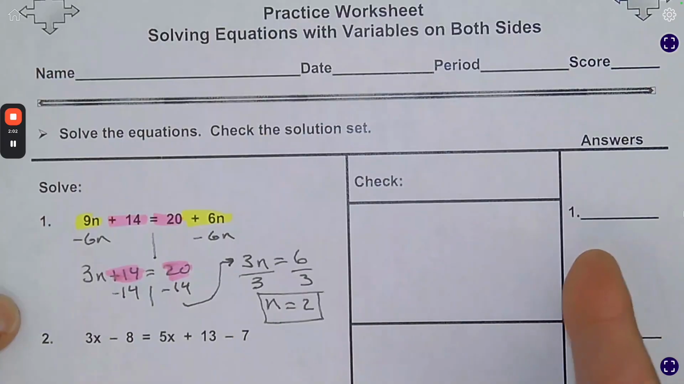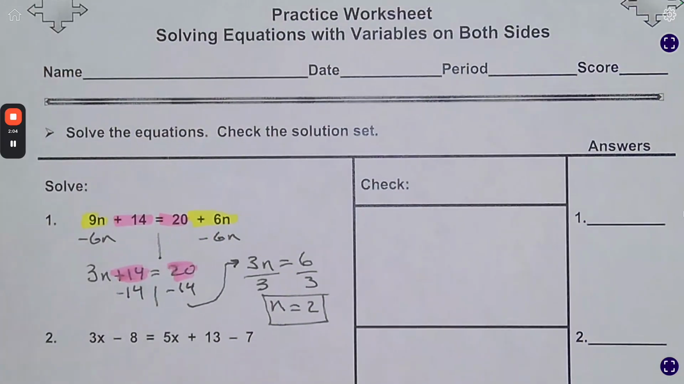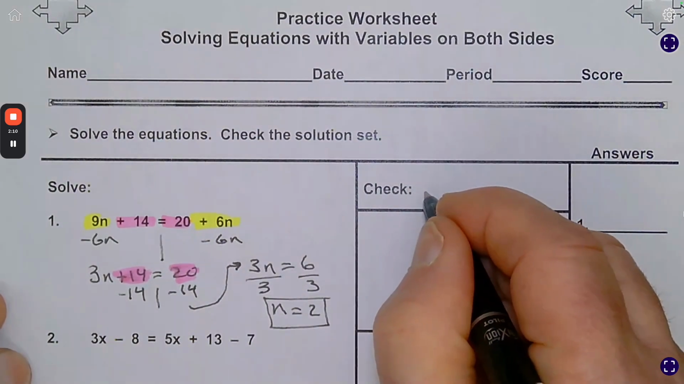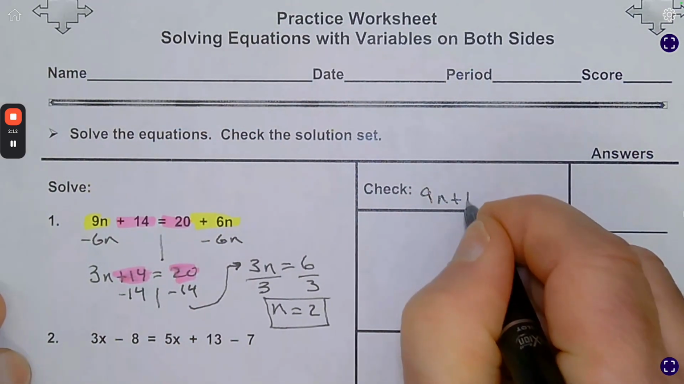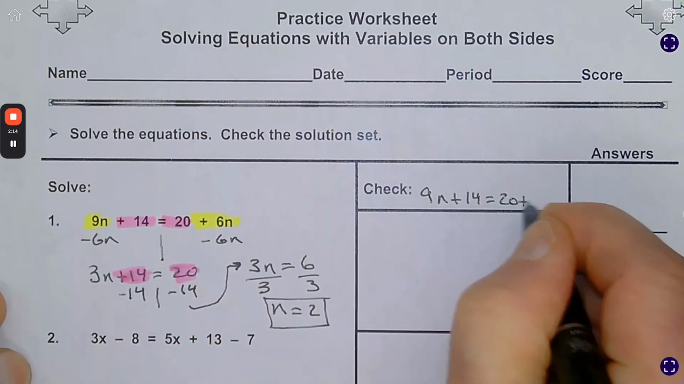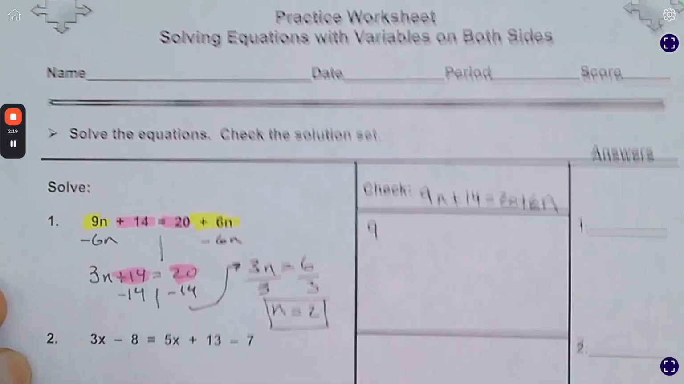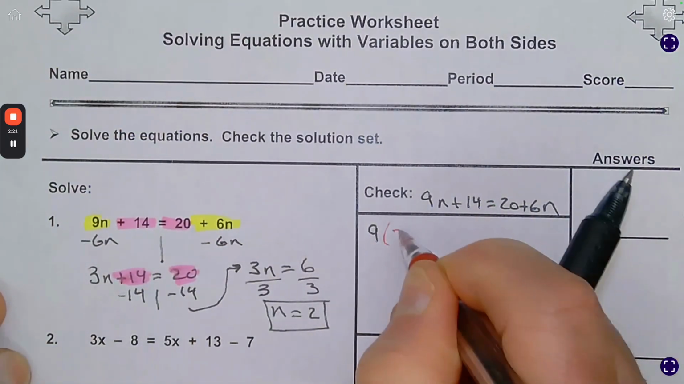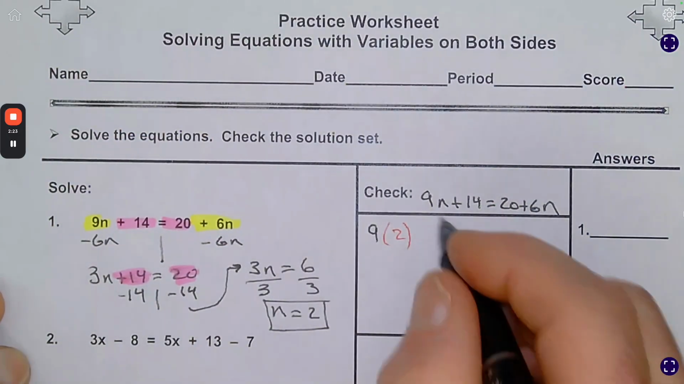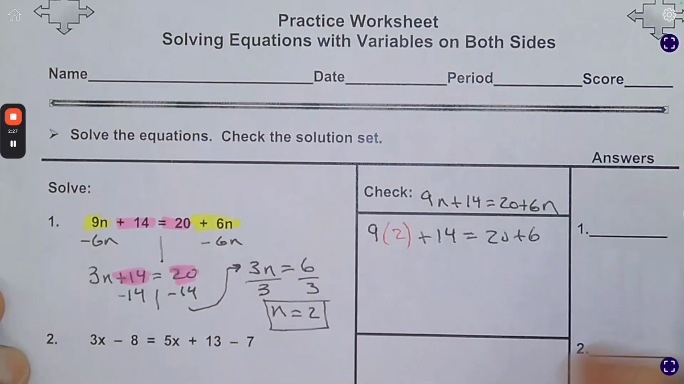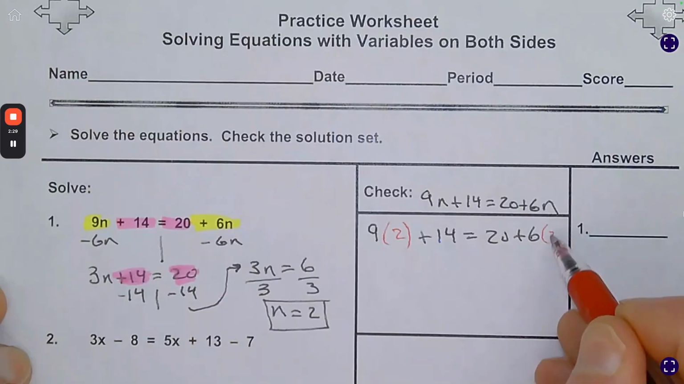But before I put it there, I'm going to check. So how do you check? Well, you go to your original equation. So I'm going to go to 9n plus 14 equals 20 plus 6n, and I'm going to rewrite it. And everywhere I see an n, I'm going to replace it with a 2. And then I'm going to simplify both sides to see if they match up.